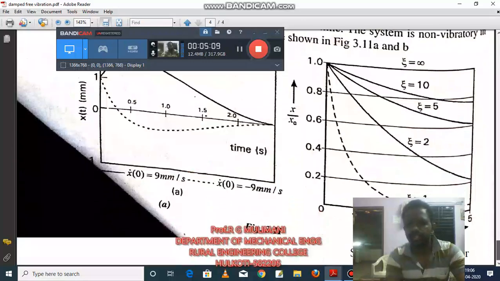Similarly, for different zeta values, what is the response of the displacement to initial velocity ratio? This is very important. In the exam it will be asked to mention the response of the overdamped system, and then you have to explain all these things. Okay, thank you.